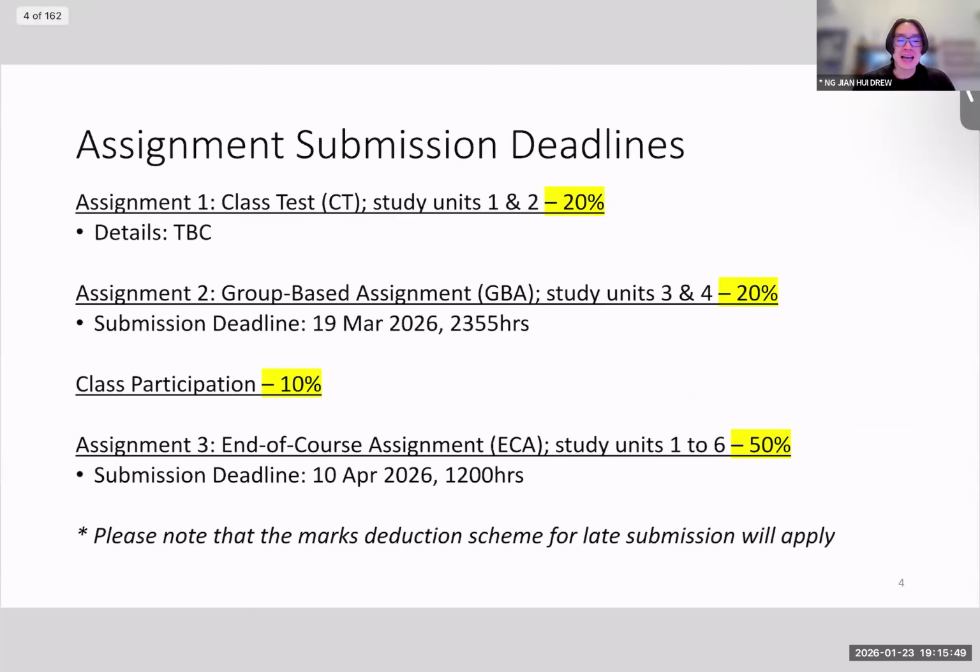In terms of assignments, we have the class test. The full information on the class test is already published on the lecture site, so do have a look at it. Basically, it's going to cover Unit 1 and Unit 2, which is today's lecture and the next lecture.